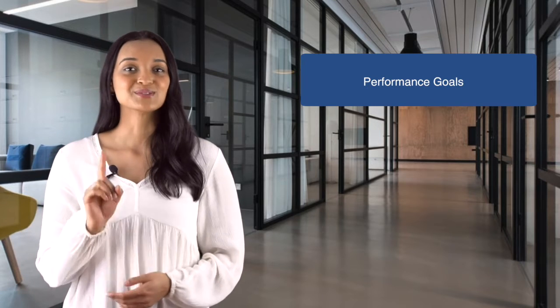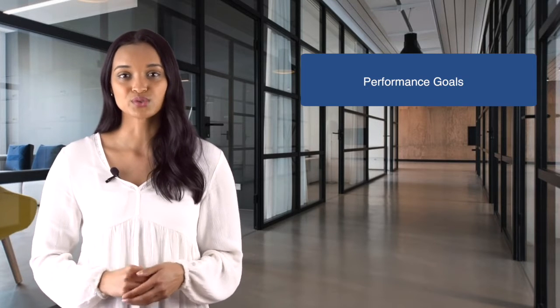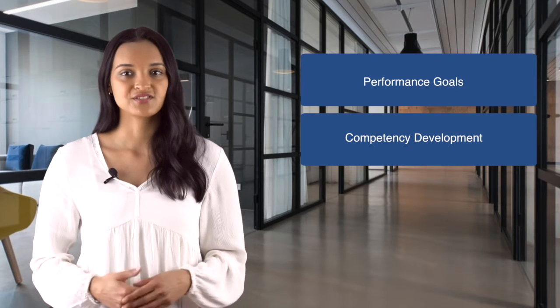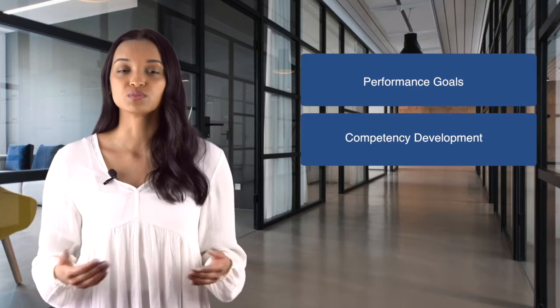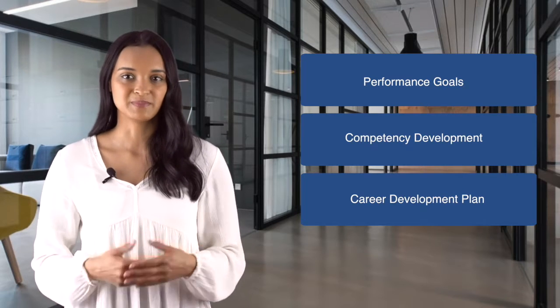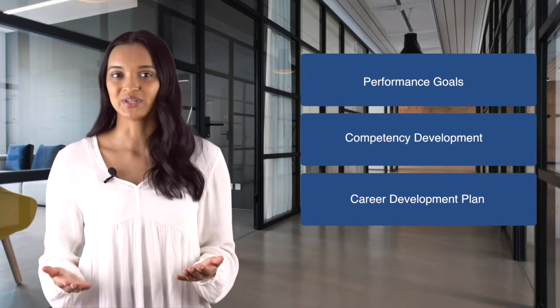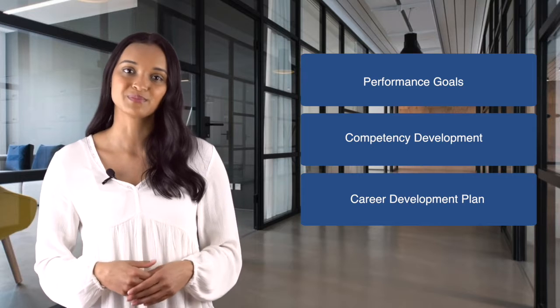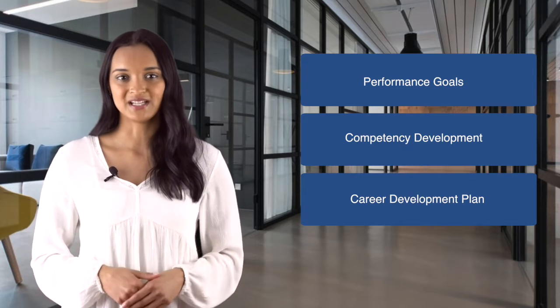Performance management consists of three components. Component 1 focuses on the performance goals, or what an employee does. Component 2 focuses on competency development, or how the employee performs job tasks. Component 3 focuses on the career development plan. Supervisors and employees identify learning opportunities that support the accomplishment of the employee's performance goals and competency development.